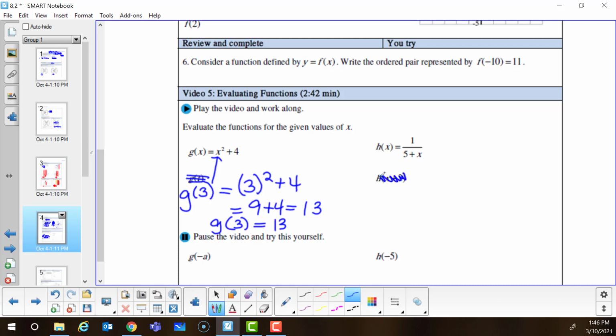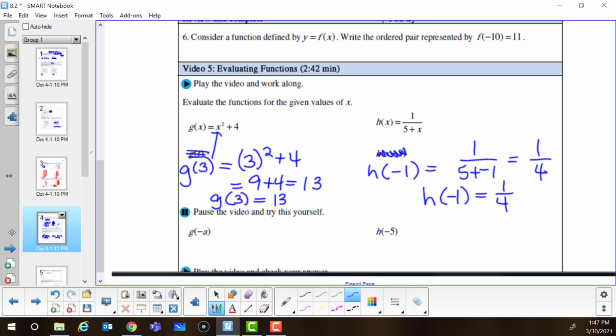So let's do one where we have a denominator, a fraction. Let's do h of -1. Well, I don't have anything to replace on top, and then I've got 5 plus -1 on the bottom, so that would be 1 over 5 plus -1, which is 4. So h of -1 equals 1/4, just like that. Not so bad. You're just having to plug in numbers. You've done that in the past, and it's not real difficult. Just be careful, especially when you're doing the ones with fractions.